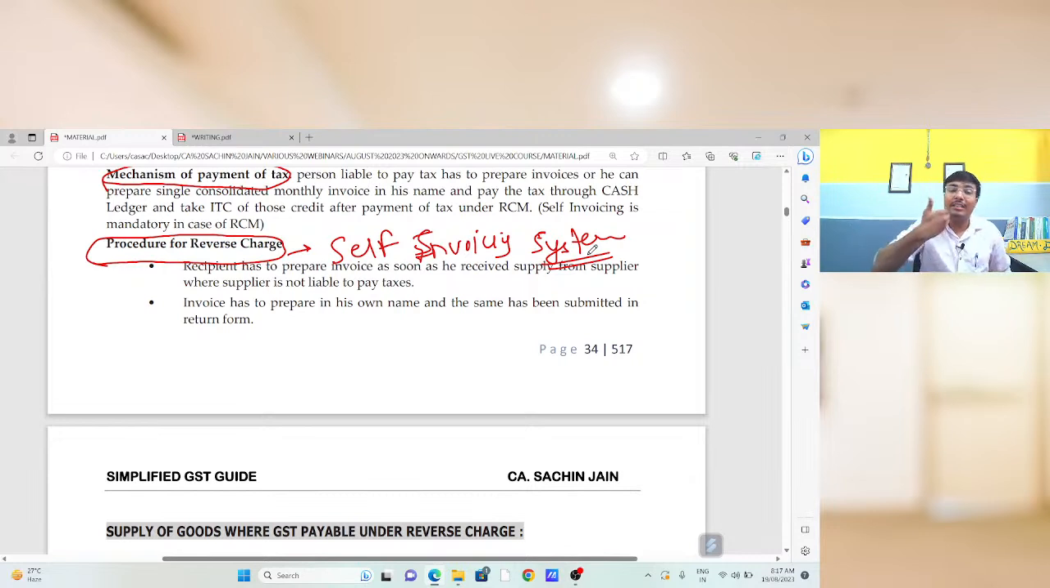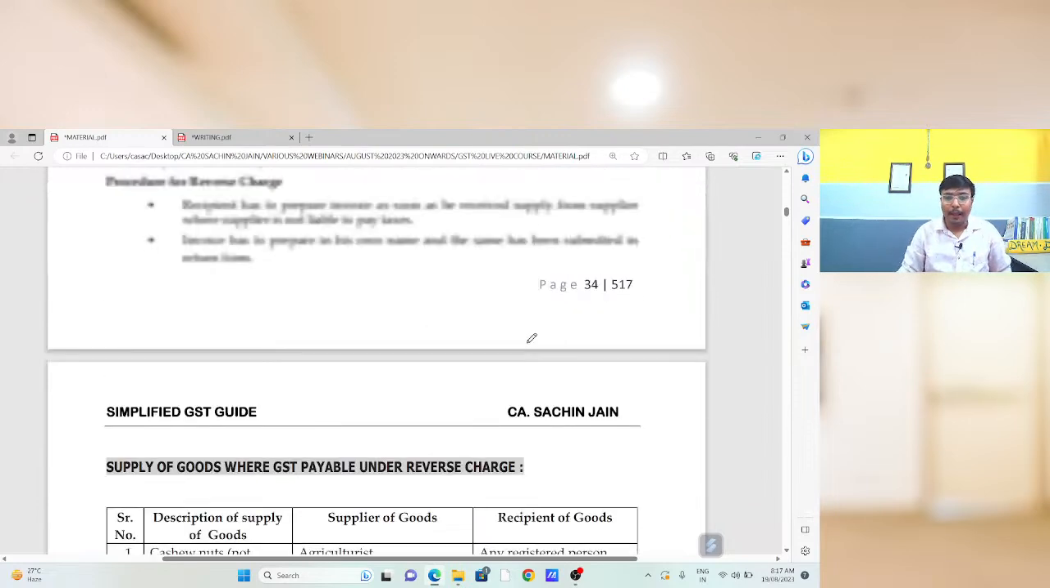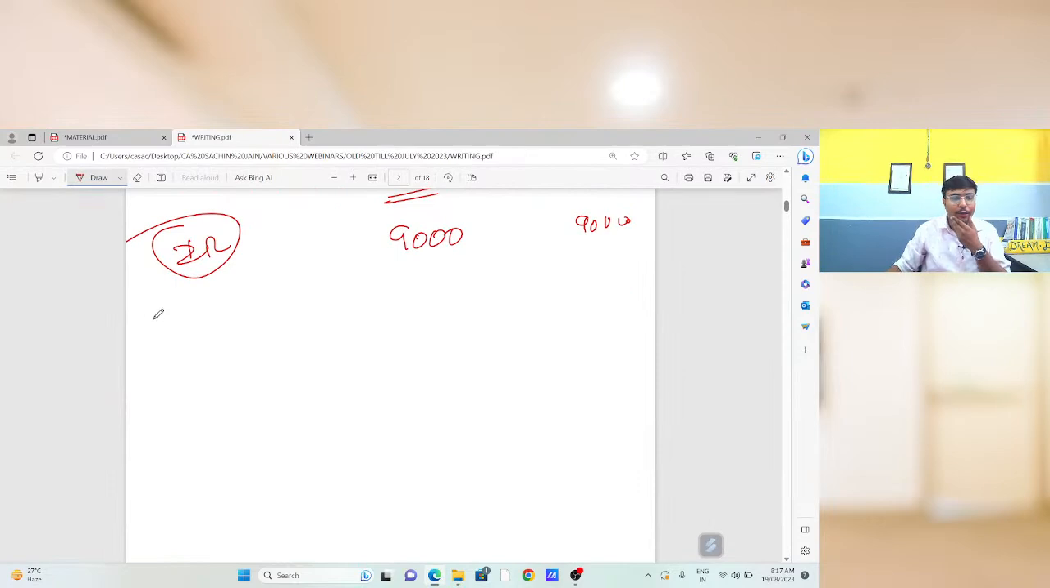So in that case, first I am going to pay the output tax and hence the invoice is in my name. So I am eligible to claim the input tax credit. That is the logic. Now, one important point is there. We are going to discuss that practical point also.